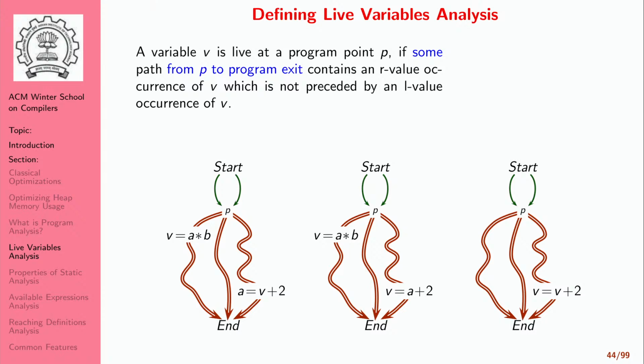So just to summarize, what are the three observations that we have made? First, this property may vary from one program point to another. Second, this property depends on paths starting at P. Third, this property depends on some path. We do not assert that this must hold along every path. These are the three observations that we have made. Let's come back to the remaining thing. How many of you know what is an R value and an L value?